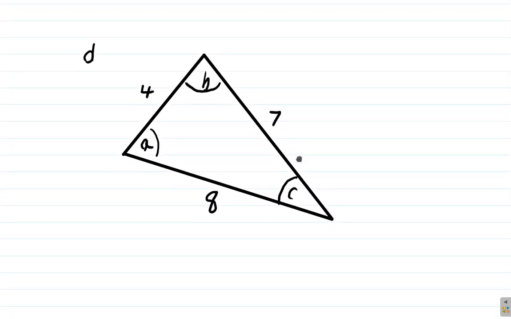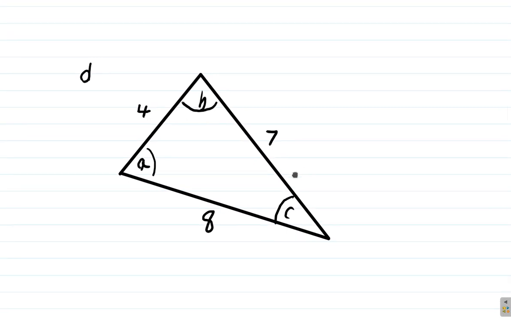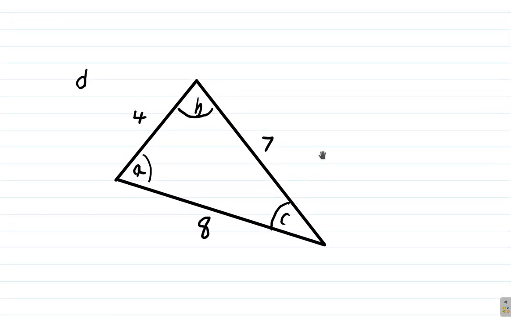Let's look at D. Now, you have these angles. You have angle A, B, and C. You don't know what they are, so you do not assume that it's a right angle triangle. You don't know.